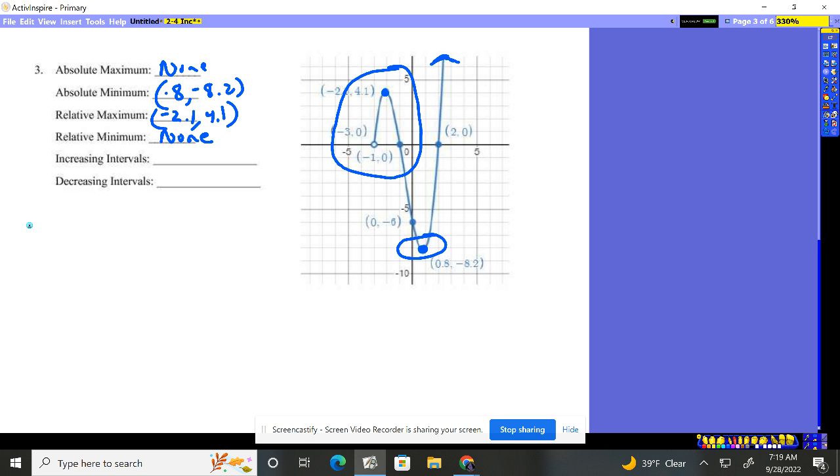Now, increasing intervals. So where does it increase? Start left to right. Let's start right here. It goes up, then it starts going down. So it's increasing from this x value only, -1, to what value? To -2.1.